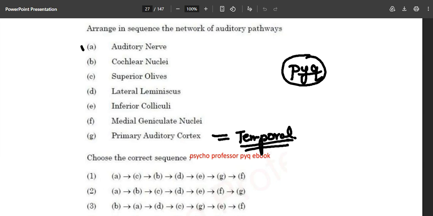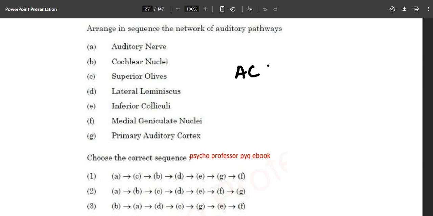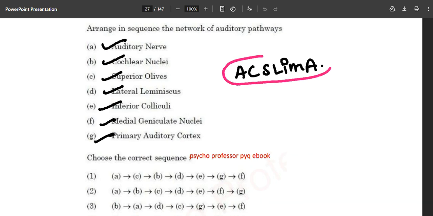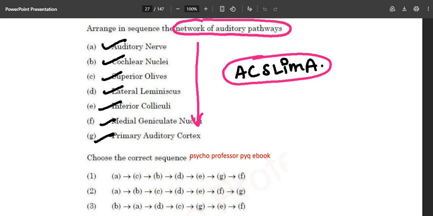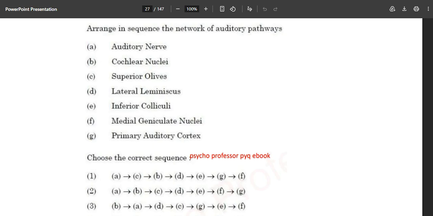Okay, now this is your auditory nerve, then the cochlear nuclei, and the mnemonic to remember is ACSLIMA over here. Okay, what you will remember? ACSLIMA, and that is the exact mnemonic you can remember, because they can ask you anytime to arrange this in this order, or which of these is not included in the network of auditory pathways. So you should be able to answer these kinds of questions as well. Okay, so now move ahead.